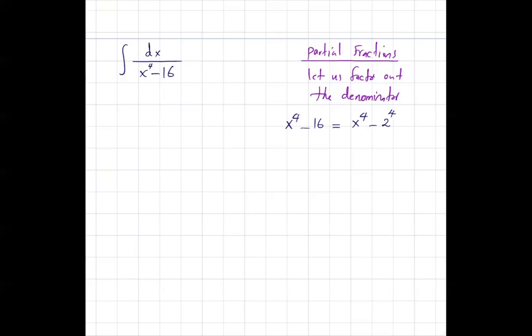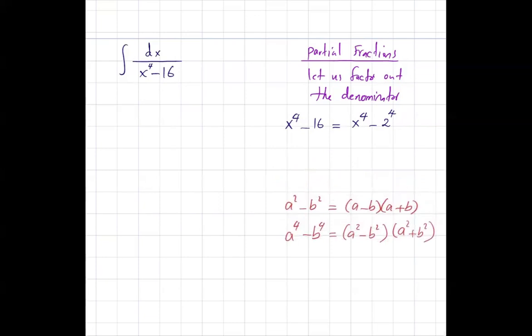In general, if you have something like a squared minus b squared, this can be written as a minus b times a plus b. And if you have something like a to the fourth minus b to the fourth, it is a squared minus b squared times a squared plus b squared, from algebra. So let us move this down a little bit so we have enough space for the rest of it.